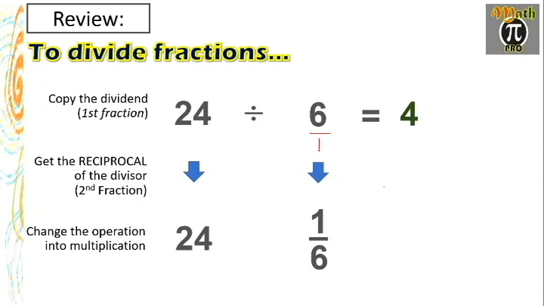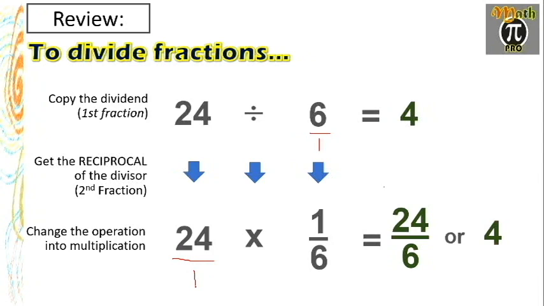Then, we change the operation into multiplication. And to multiply them, you can actually put a denominator of 1 in 24, and you'll get the answer 24 over 6, which when simplified is also equal to 4. This proves that we can always use multiplication when dividing numbers, provided that the reciprocal of our divisor is used.